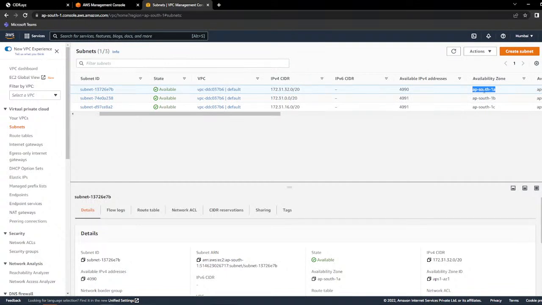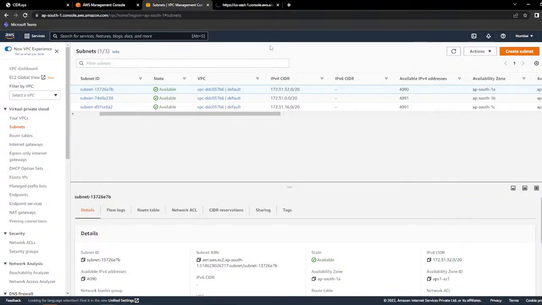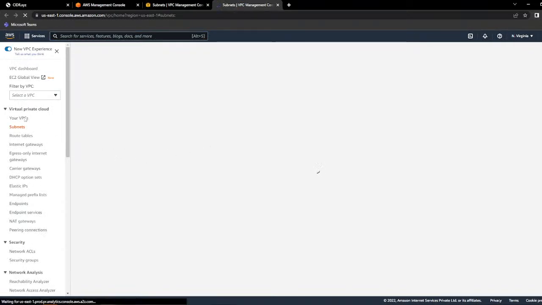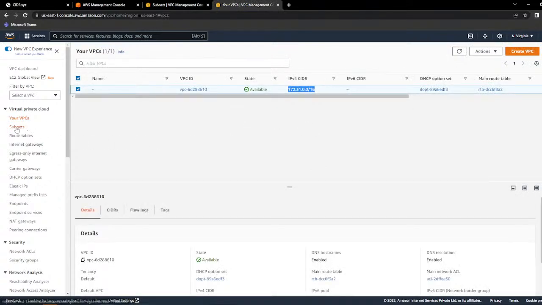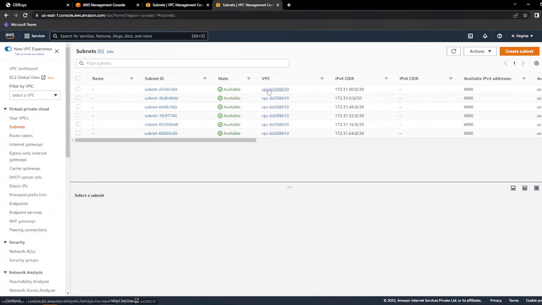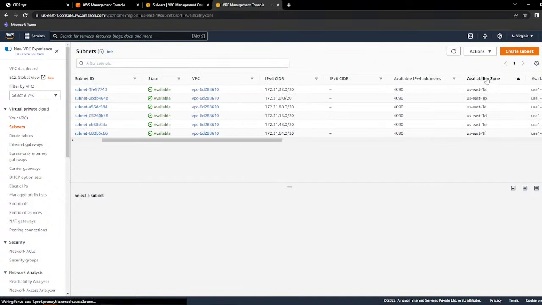How many availability zones are there in Mumbai? 3. If I go to Virginia, there are 6 availability zones in Virginia. So this is the default VPC in Virginia. This is the IP range. But if I go to subnets, you will see there are 6 subnets. Why 6 subnets? Because Virginia has 6 availability zones, and in each availability zone, one subnet.